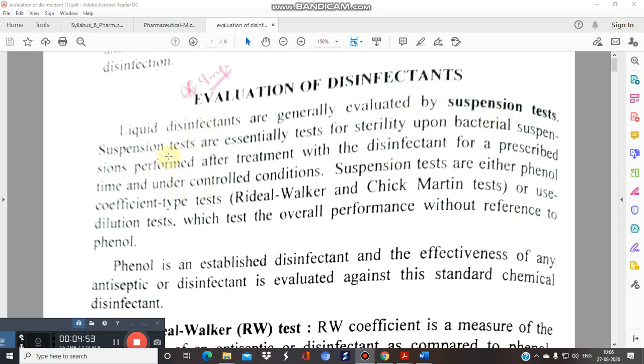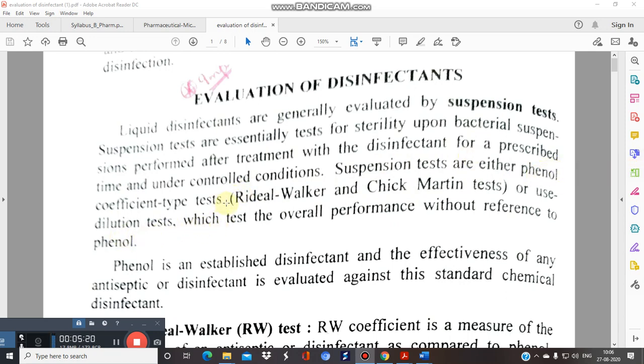So let's see this. Suspension tests are essentially tests for sterility upon a bacterial suspension, performed after treatment with a disinfectant for a prescribed time under controlled conditions. So we will do this test under particular conditions. These suspension tests are either phenol type or dilution test.